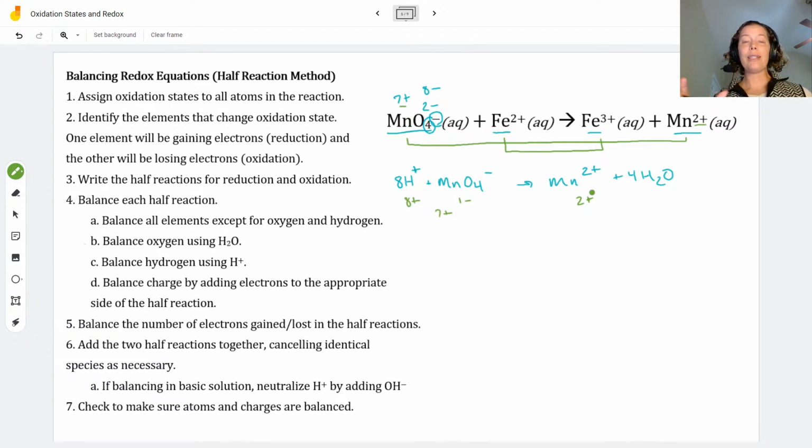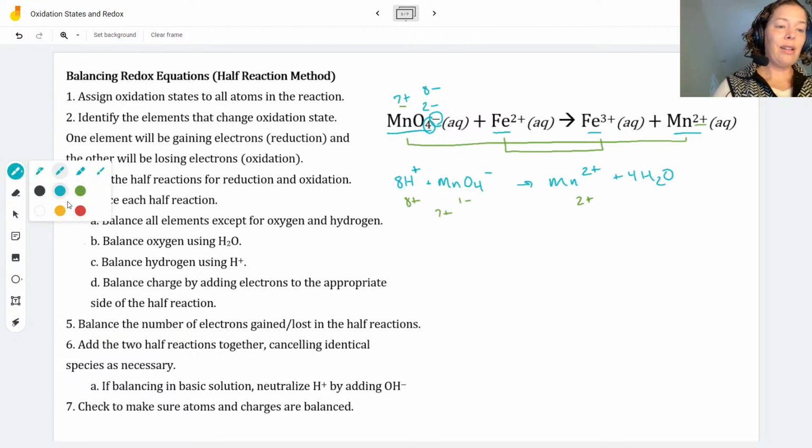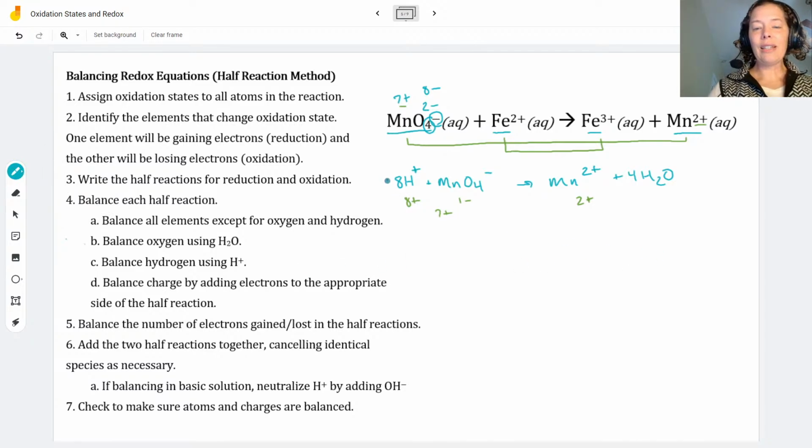And what I want is I want for my charges to be the same. A lot of times students get confused here and they try to make the charge 0. We don't have to make the charges 0. We just want them to be equal, but they can be any number as long as they're equal. So what I see here is that if I add electrons to the reactant side, I'm getting a little close here, and if I add 5 electrons, then that gives me a 2+ charge.